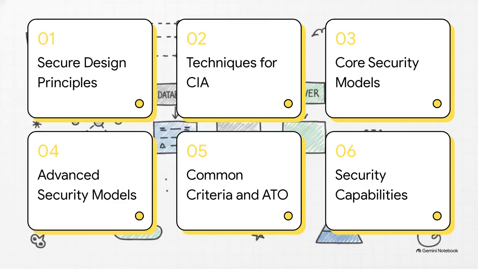Okay, let's look at the agenda for today. 1. Secure system design principles. 2. Techniques for ensuring CIA. 3. Core security models. 4. Advanced security models. 5. Common criteria and ATO. And finally, 6. Information system security capabilities.